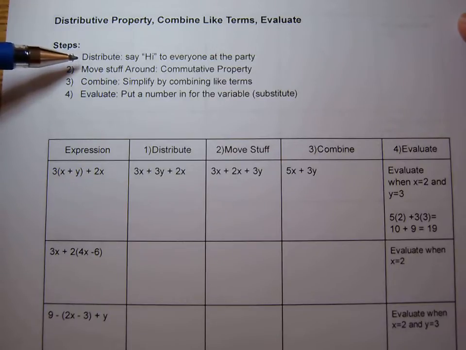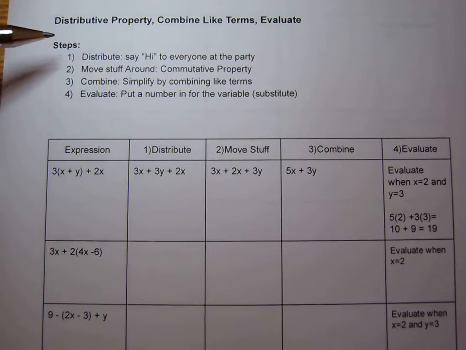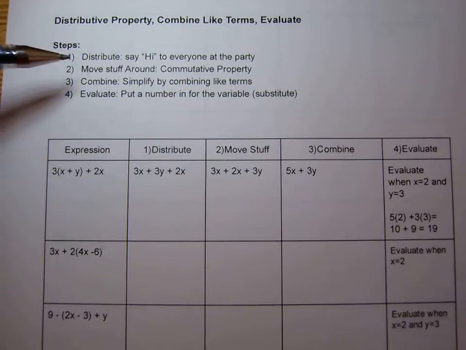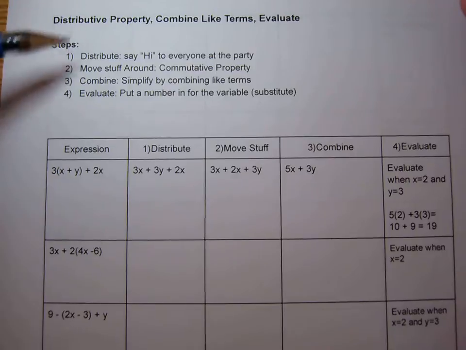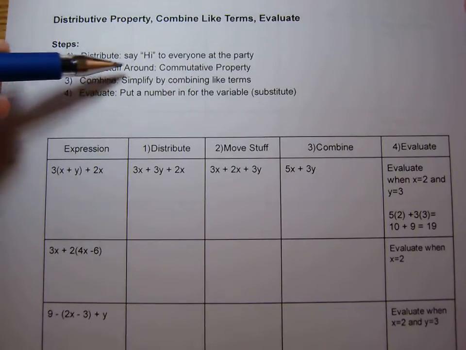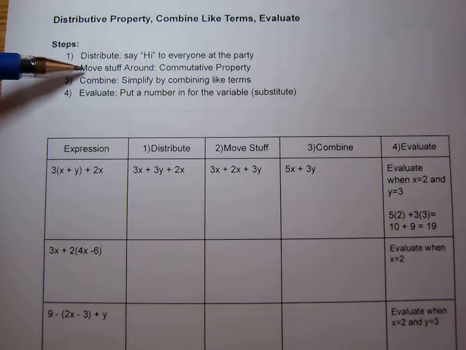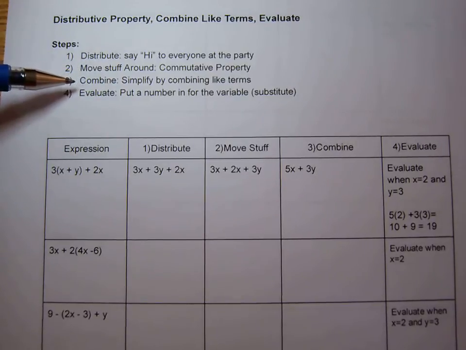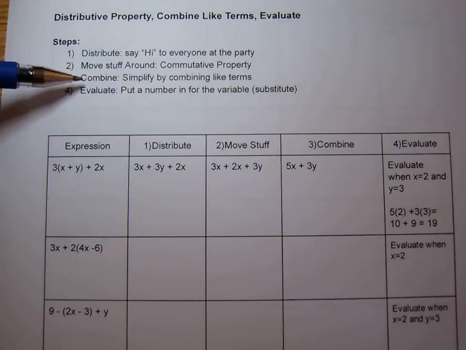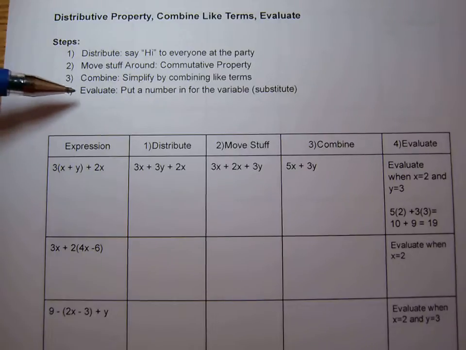So we're going to distribute first. If there's anything in parentheses, we're going to say hi to everyone at the party, or, you know, we're putting the animal in the cage, and when they're in there, they're going to multiply. The second part will be moving things around, which is the commutative property. We're going to put the like terms or variables together. Then we're going to combine them by simplifying, combining like terms, so CLT. Then we're going to evaluate. So we're going to plug it in, work it out.